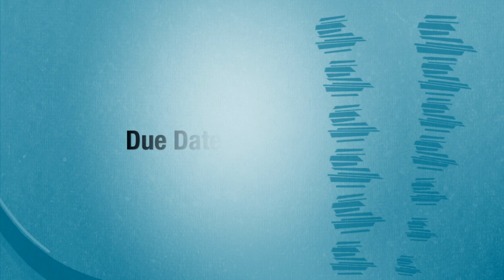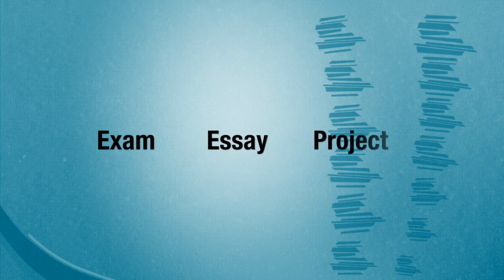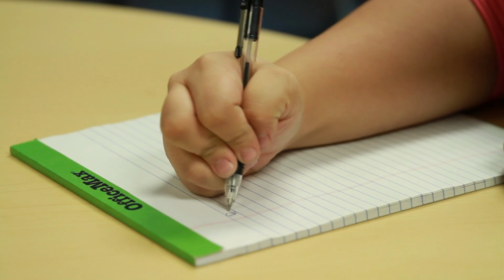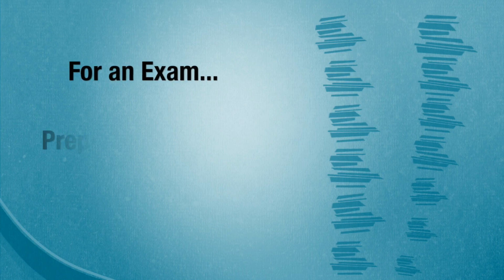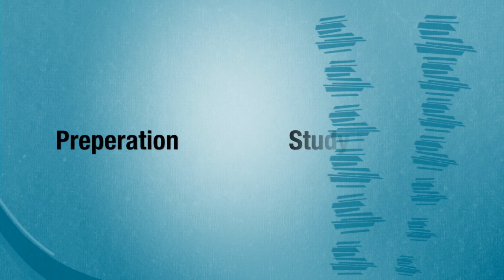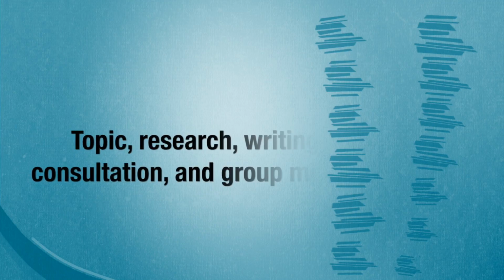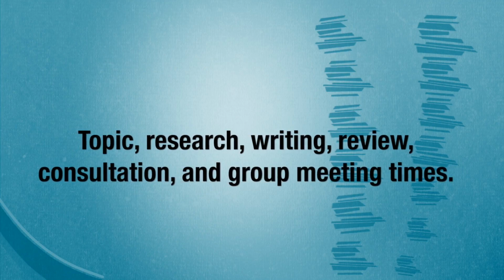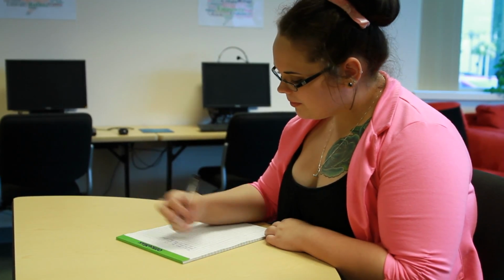Write down the goal. For academic purposes, this is more like the due date or deadline for a big ticket item assignment like an exam, essay, or project. Make a list of what needs to be completed, tasks, to accomplish the ultimate goal. For an exam, what kind of preparation is needed and what will be used for study methods. For an essay or project, decisions such as topic, research, writing, review, consultation, and even group meeting times if it is a group project. Take each task and assign it a date.